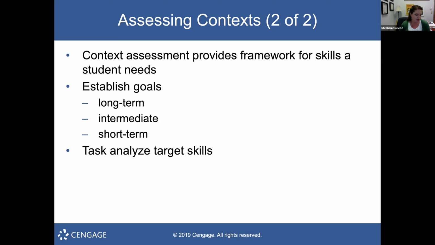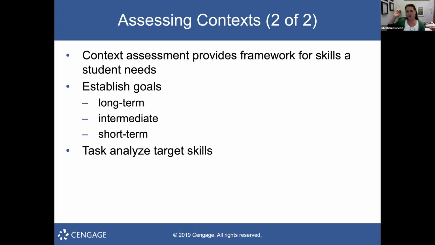As talked about in chapter 4 and overall curriculum development, it's important to understand what your goals are in order to figure out the framework for the skills that you need to teach the student. So this assessment process is really, really important. So you want to do some backwards planning here.